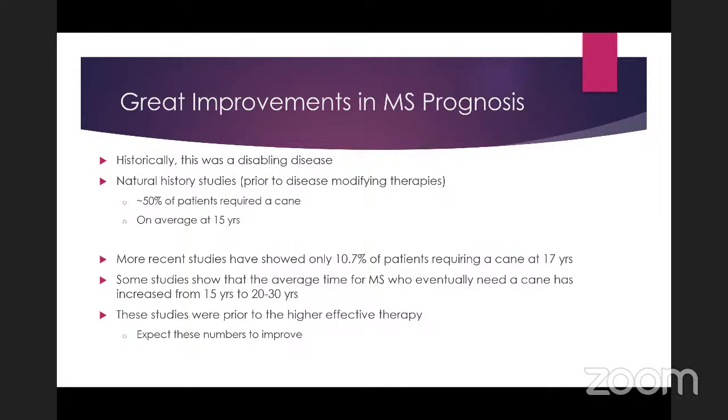However, more recent studies have shown that that's actually dropped to around 10%. And this is even before some of the higher effective therapies we have now. And the patients that do go on to need a cane, it's further down the line. Some studies say 17 years, some say 30. But overall, this trend is very promising. And again, I think it will continue to drop dramatically now that we have very effective therapy.